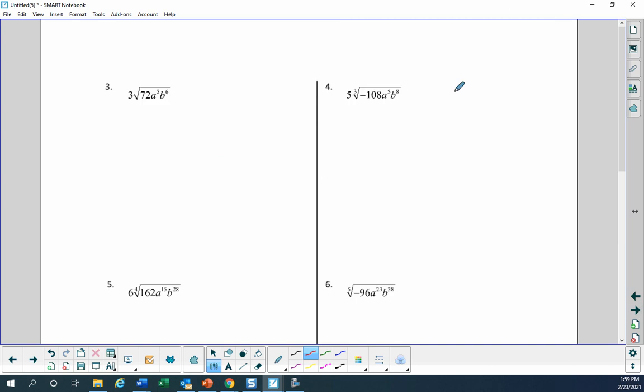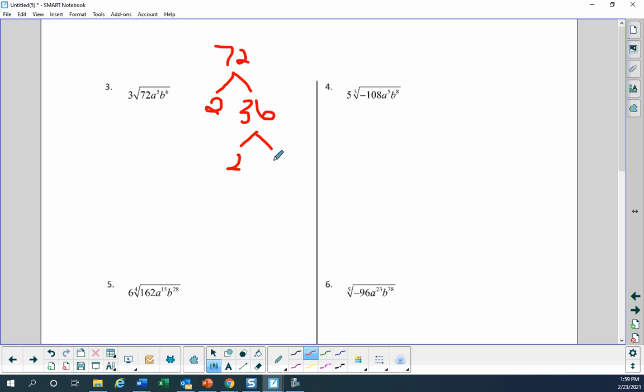All right, I'll do number 3. You guys do the even numbers. So 72, this 3 is outside. Since it doesn't have any index, that means this is square root, so it comes in pairs. 72 divided by 2 is 36, I believe, yeah. So 36, you can use 36 because 36 is a perfect square and it can come out as 6. But if you're so used to doing it with prime factorization, just divide it by 2 again.